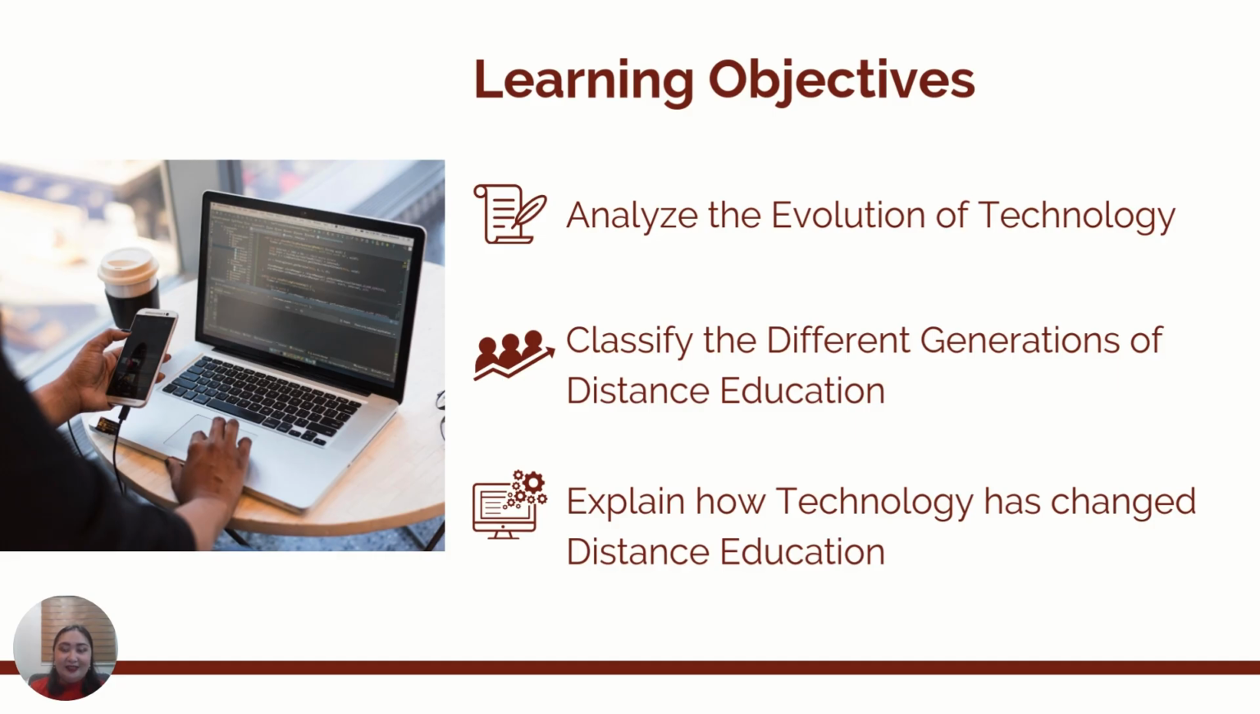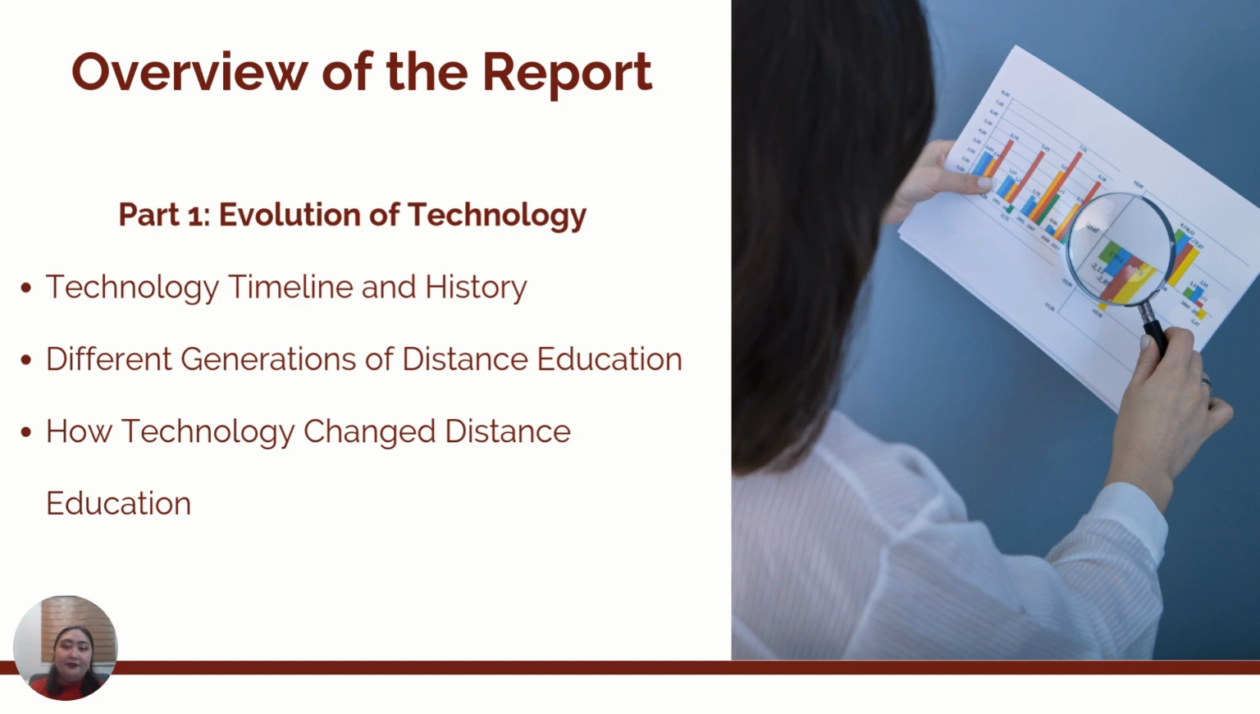Here are the learning objectives in this presentation. First is analyze the evolution of technology. Second is classify the different generations of distance education and explain how technology has changed distance education. To give you an overview of the report, this covers the first topic, evolution of technology, that includes technology timeline in history, different generations of distance education, and how technology changed distance education.